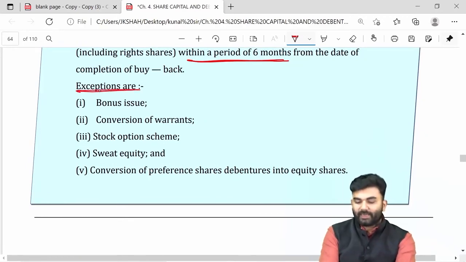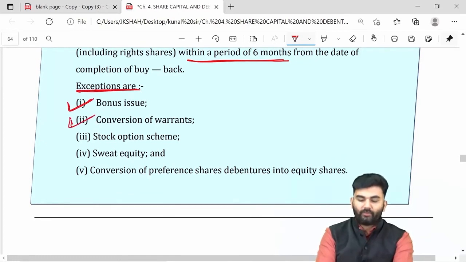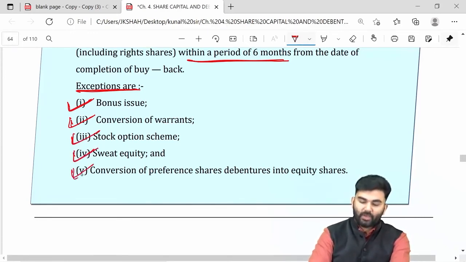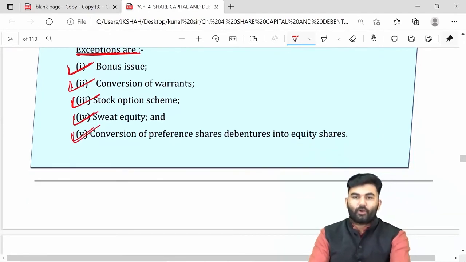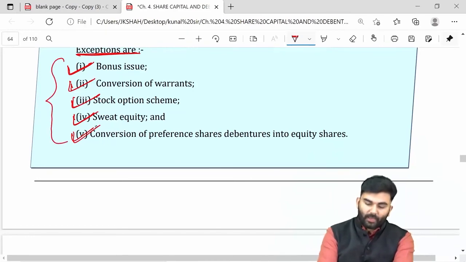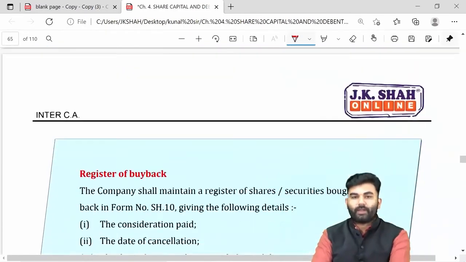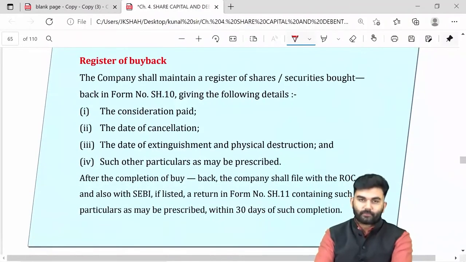However, there are certain exceptional cases wherein you can issue a bonus share, or you can convert your shares into warrants or warrants into shares, or there can be stock option schemes, or sweat equity shares, or conversion of preference shares or debentures into equity shares. Such things are allowed, but a new issue is not allowed for at least the next 6 months.